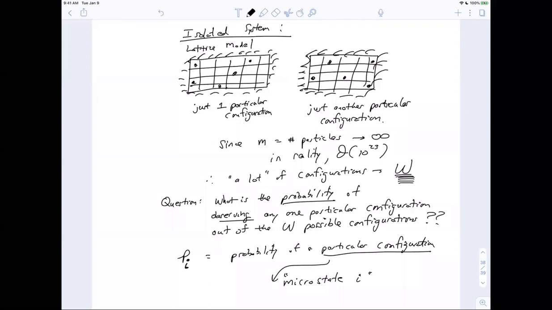So does that help? 1 over W. Okay, 1 over W. That's exactly right. So the probability of any one of these configurations or microstates is just 1 over W because they're all equal. There's nothing preventing or favoring one configuration over another because the system is just isolated and there are no internal barriers. They're just moving around.